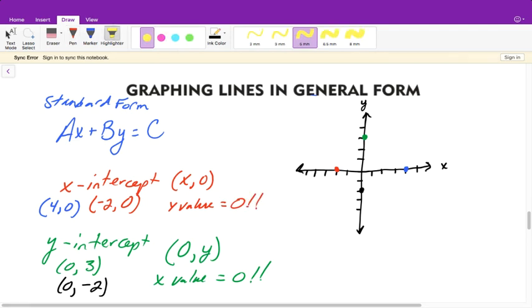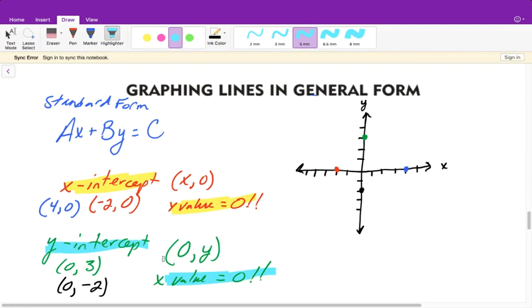And this is 2 very, very important things. When we have our x-intercept, our y value is 0. When we have our y-intercept, our x value is 0. And that's what you need to remember. So when we're graphing from standard form or general form, you need to know and be able to solve for your x-intercept and your y-intercept. And we do that by setting the other variable equal to 0, meaning when it's our x-intercept, our y value is 0. When it's our y-intercept, our x value is 0.